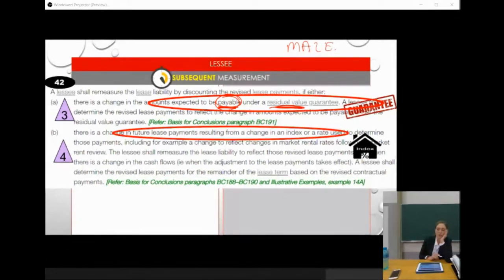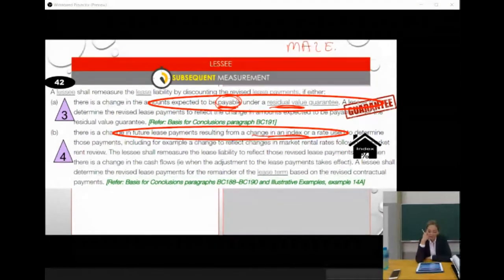Expected it. I knew that this was going to change. As well as when we have a change in that index or rate that our lease payment is linked to, males are going to say, oh no, I expected it. I knew it was going to change all along from the beginning. I knew this was going to change. So that's why I call them the male remeasurements.